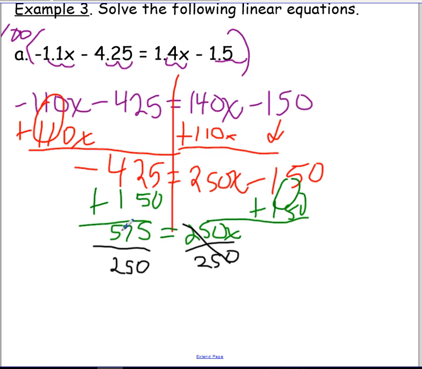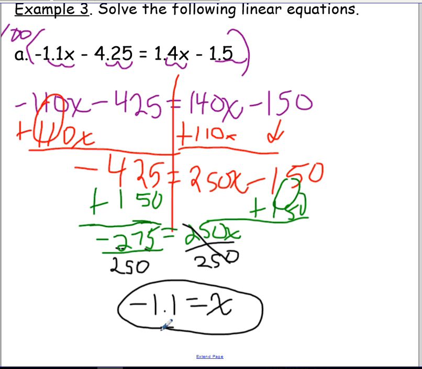So if we divide, we will, oh, I added wrong, didn't I? Because I combined like they were the same sign, and they are not. They are opposite signs. So let me fix that. Sorry, I'm not perfect either. And so negative 425 plus 150 would leave us negative 275. So then when we divide negative 275 by 250, we get negative 1.1. And so that is equal to our x.